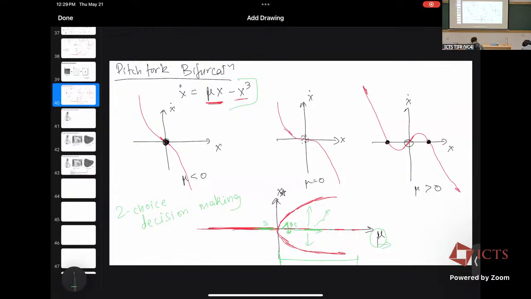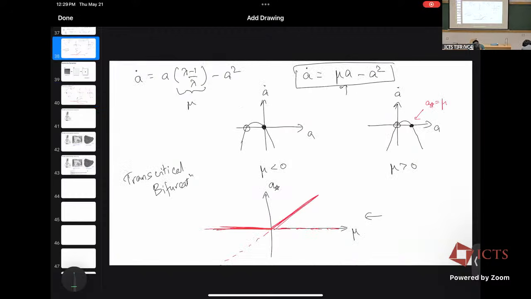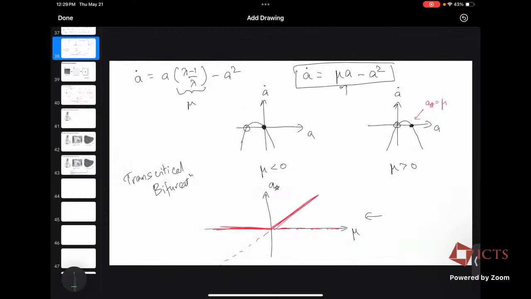I had a related question in the transcritical bifurcation. What is the physical relevance of mu there, like in the fraction of active neurons model? So here my mu was just lambda minus 1 over lambda, right? So if I think of lambda as being some 1 plus epsilon, then mu is basically just approximately epsilon.